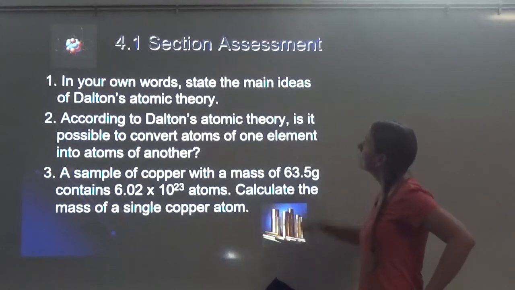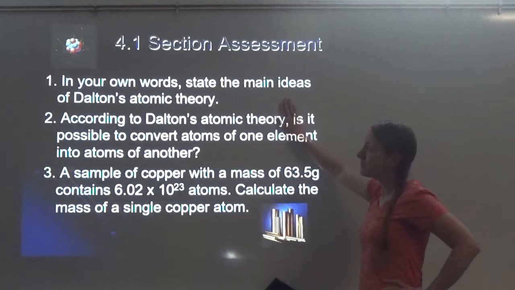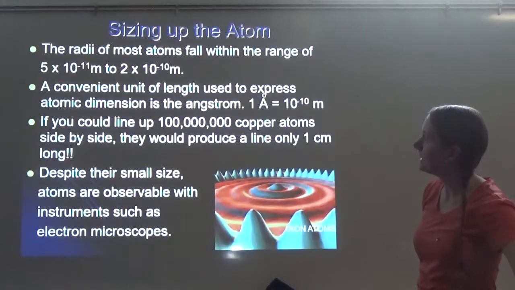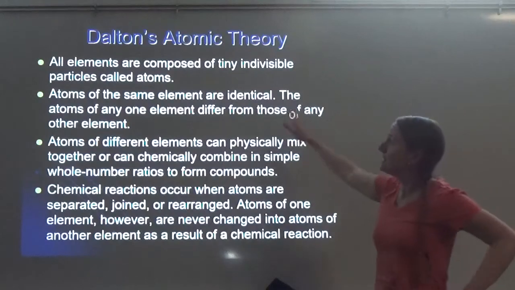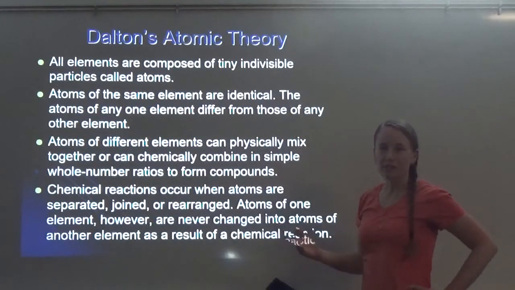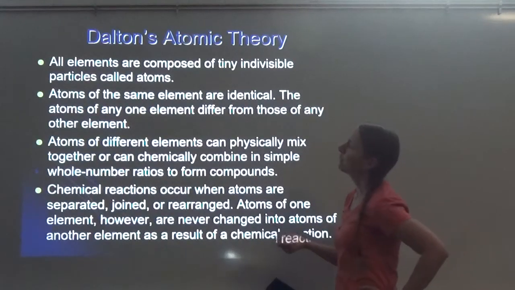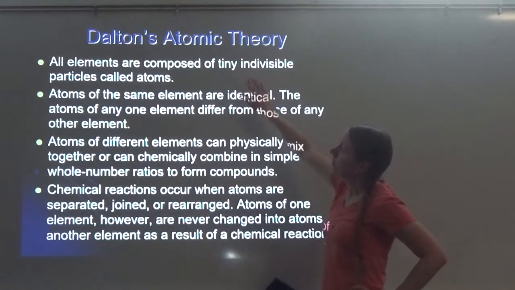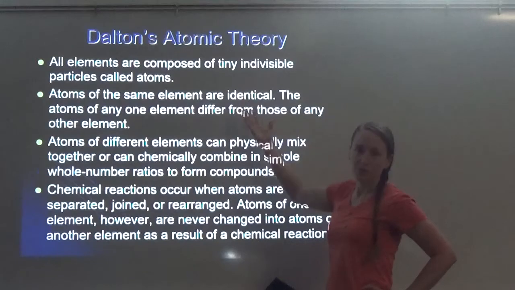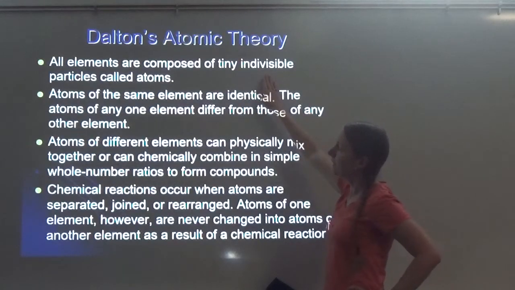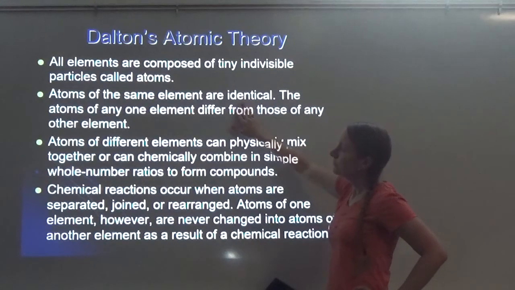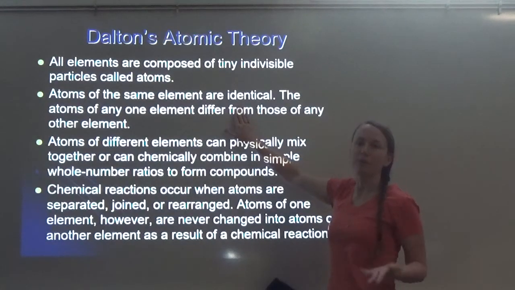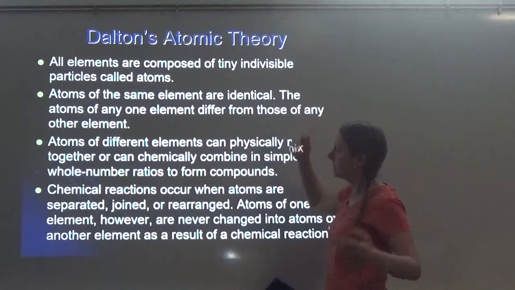So in your own words, state the main ideas of Dalton's atomic theory. Okay, so y'all, we had Dalton's atomic theory on one of the previous slides. But it says in our own words, so let's try to shorten these some. So I'm just going to say them and you can write down whatever you want when you rephrase these. So we can just say all elements are made of atoms for part 1. All elements are made of atoms. For this one, atoms of one element are identical, because that implies that atoms of different elements are different.